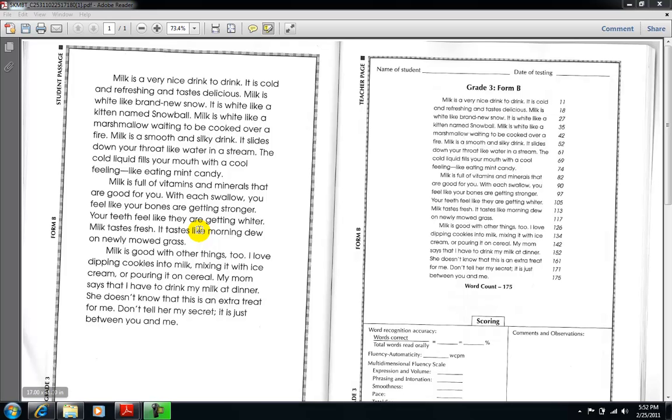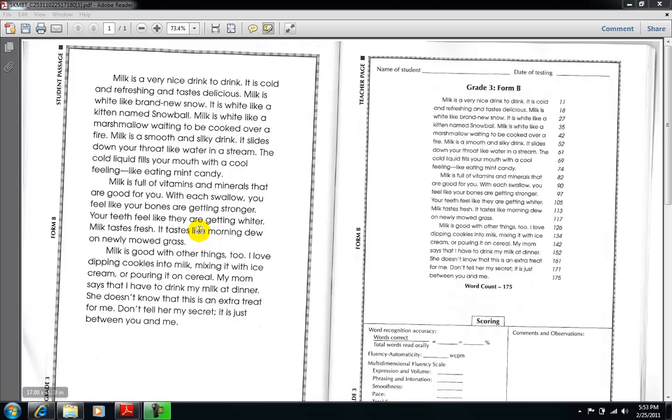For smoothness, I'm also going to give myself a 3. I occasionally broke the smoothness of the rhythm because of difficulties with specific words, those more multisyllabic words like refreshing and delicious. I just kind of guessed on those, didn't I? I looked at the initial letter and wanted to make a guess. And then as far as pace, I give myself a 2 because I read moderately slowly. So that gives me an idea as far as looking at the multidimensional fluency scale.